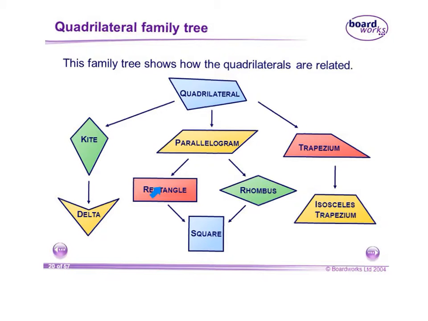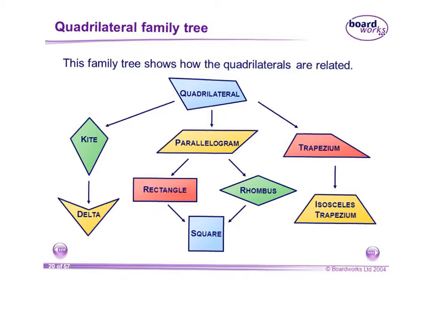A square is a special example of a rectangle. It's a regular quadrilateral. It's also a parallelogram because it has two pairs of parallel sides. It's also a rectangle because it has two pairs of equal opposite sides. It's just that in the case of a square, it happens that the two pairs of equal sides are also equal to each other, making it regular. So a square is a special example of a rectangle.